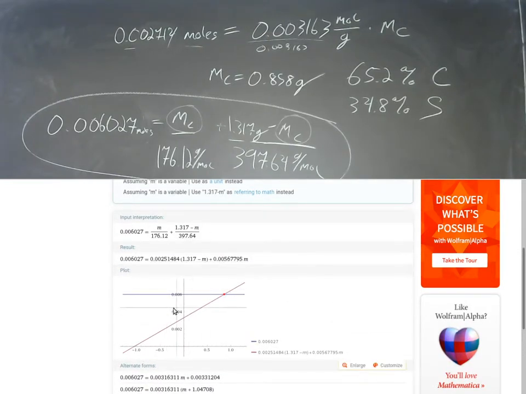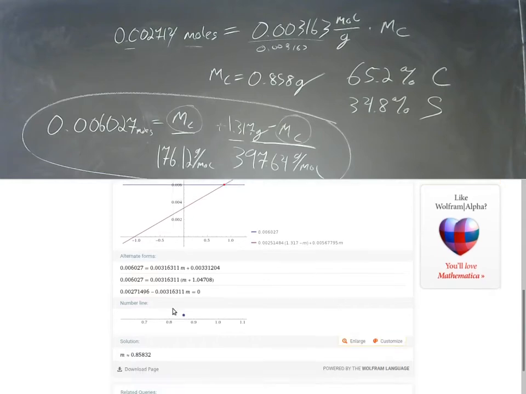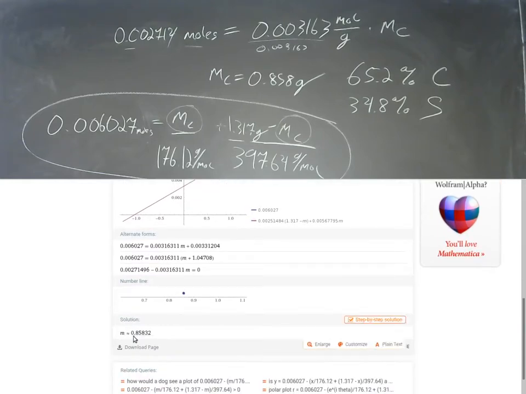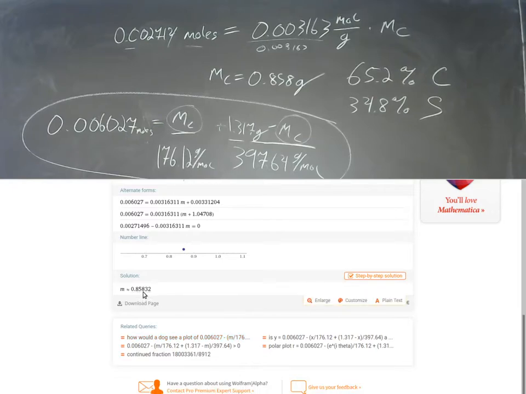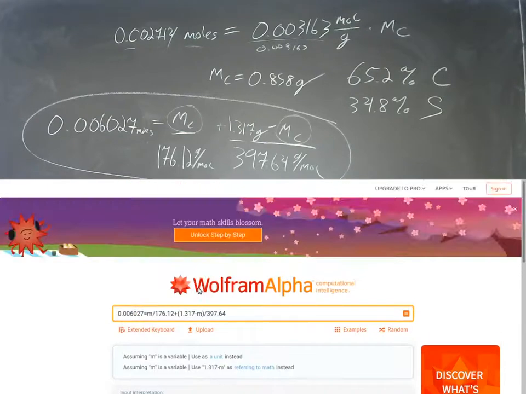It will give you all sorts of information. It'll try to simplify it. It'll try to graph both sides of your equation, but what we really want is down here at the bottom, the solution. It says M is equal to 0.858, which is what we calculated. So use Wolfram Alpha for very complex problems, if nothing else, to check your algebra and make sure that you've gotten it done correctly.